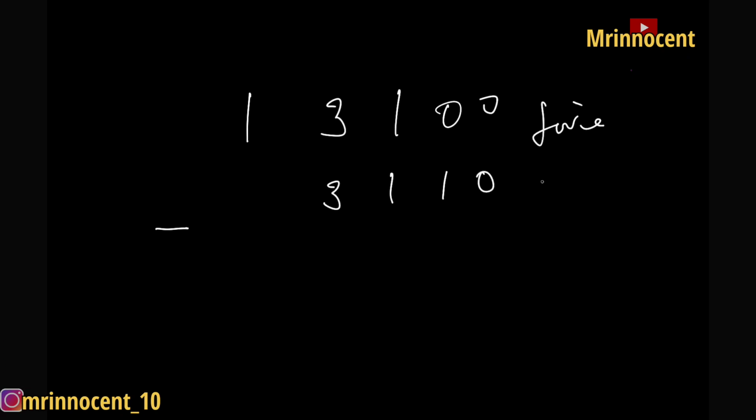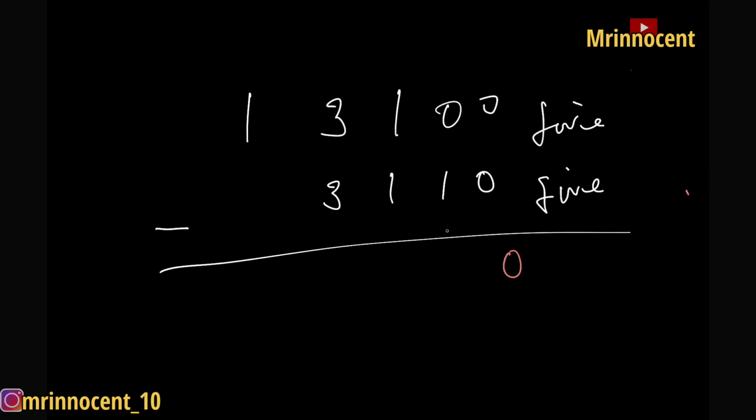Let's look at more examples. We have 1, 3, 1, 0, 0 base 5 minus 3, 1, 1, 0 base 5. 0 minus 0 is 0. 0 minus 1, cannot. Borrow one here, call it 5. 5 minus 1 is 4. This one is 0. Cannot. Borrow one here, call it 5. 5 minus 1 is 4.